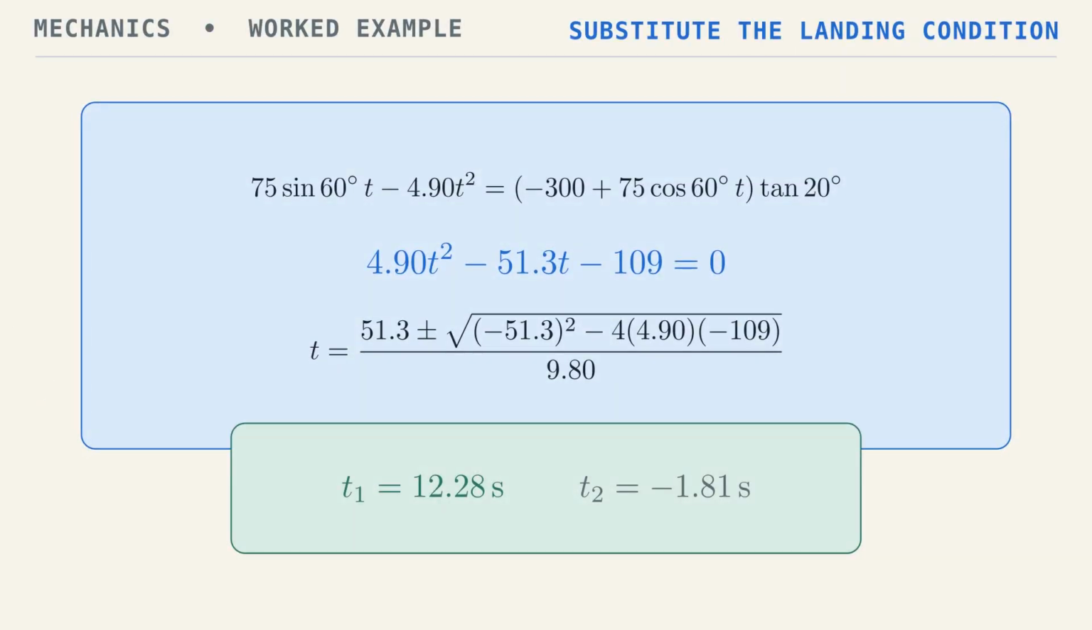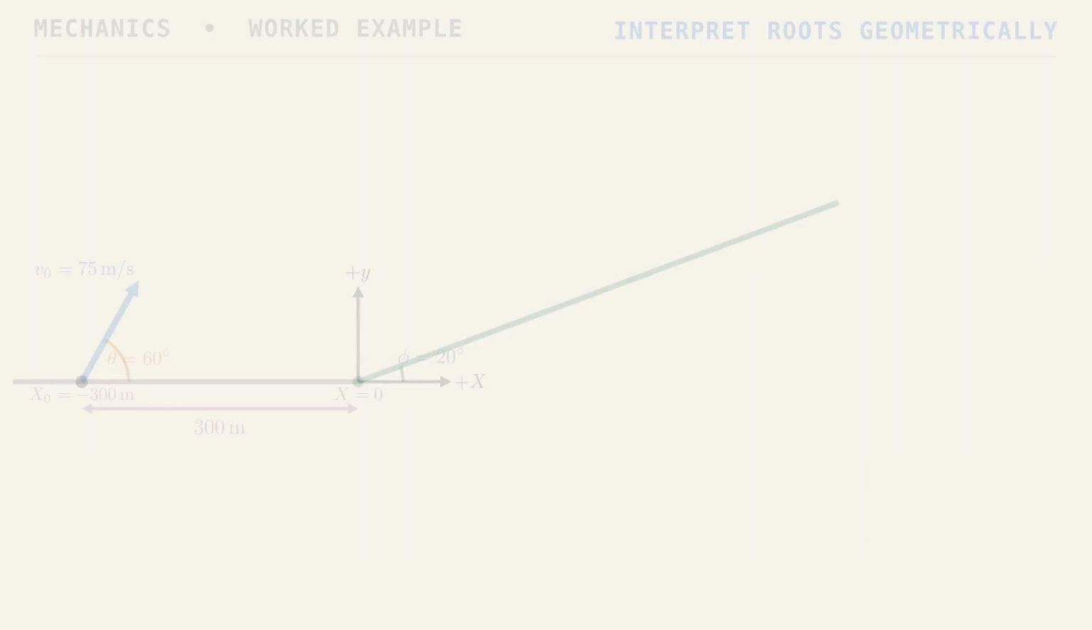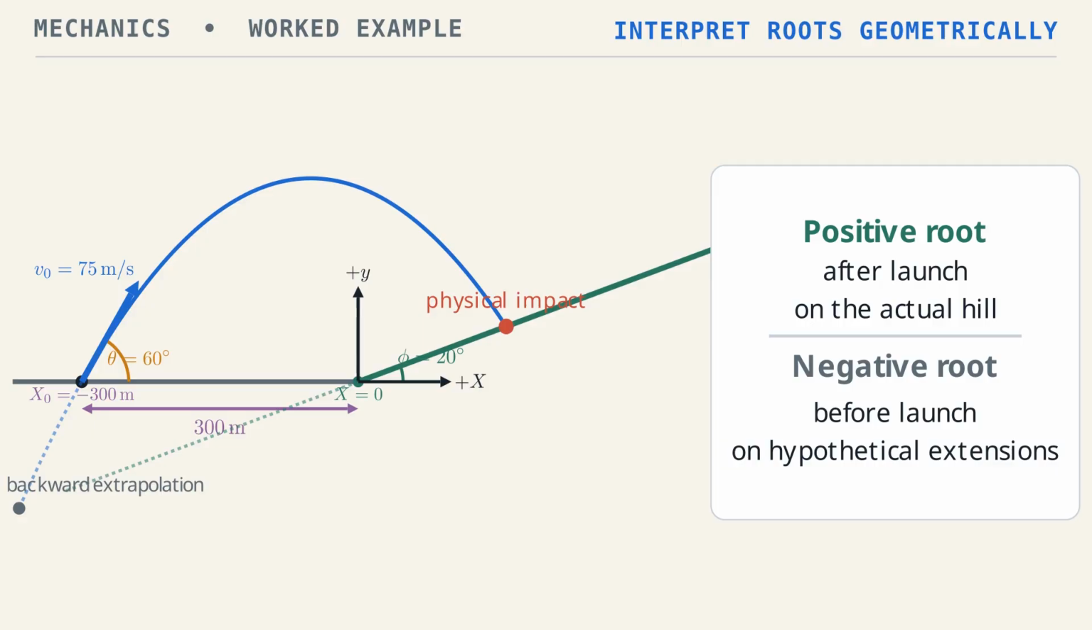Substitute the projectile's x of t into the hill equation, then set that result equal to the projectile's y of t. After collecting terms, the landing time satisfies 4.90 t squared minus 51.3 t minus 109 equals 0. The quadratic formula gives two intersections, 12.28 seconds and negative 1.81 seconds. Both are mathematically valid for the extended curves, but only one belongs to the stated physical motion. The positive root occurs after launch and places the projectile on the actual hill, so it is physical.